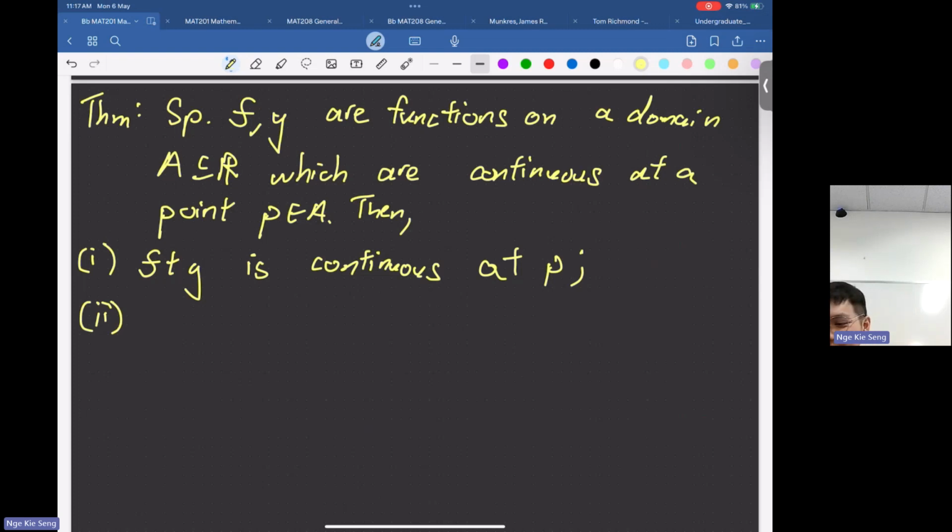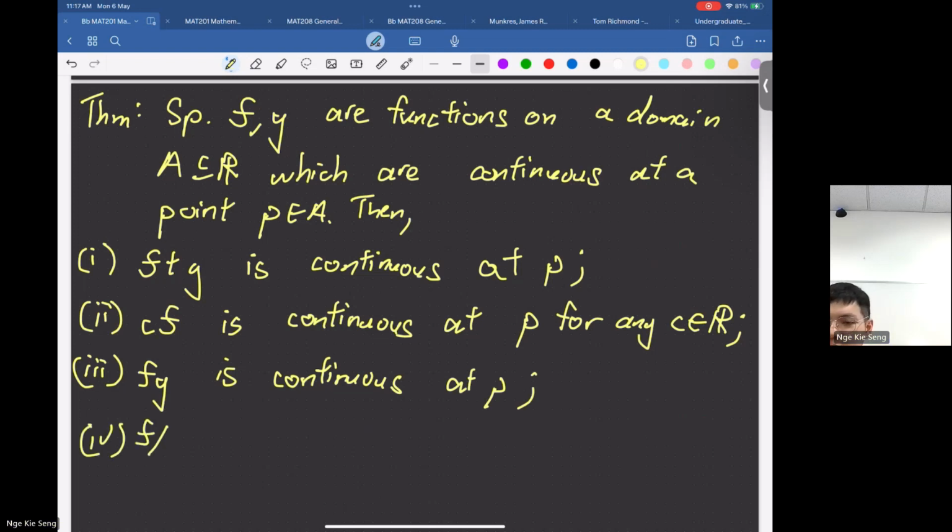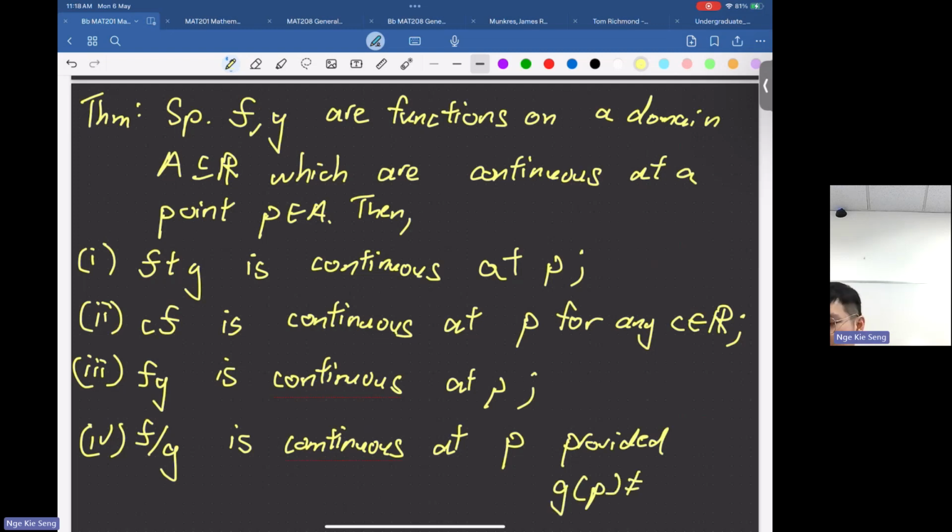Okay, and what else? I can multiply by a scalar multiple, by c. It's still continuous. What else? I can take the product of them. It's continuous. And I can take the quotient of them, or I divide. It's still continuous. But there's a point here. This g applied on p shouldn't be 0, right? You cannot divide by 0.